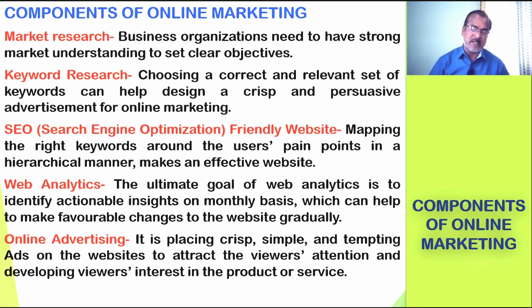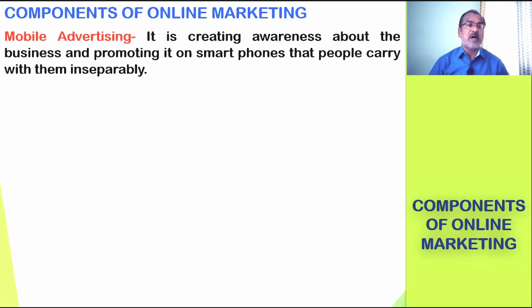Online advertising is the next component. It is placing crisp, simple and tempting ads on websites to attract the viewer's attention and develop viewers' interest in the product or service. And the next one is mobile advertising. It is creating awareness about the business and promoting it on smartphones that people carry with them inseparably. Obviously, through social networks like WhatsApp and Instagram, you can communicate quite a lot about your market offers with the target consuming public. It will have very effective reach to the target consumers through the social forums.